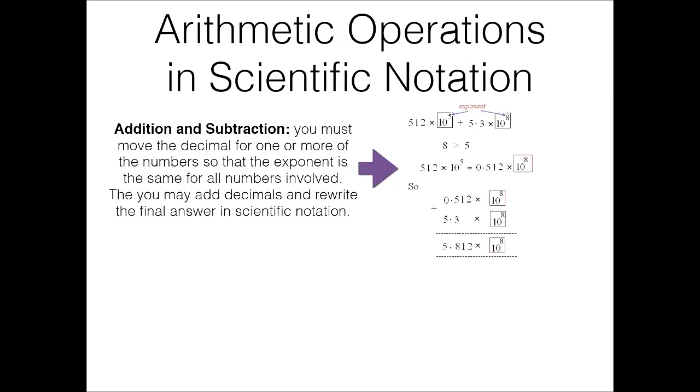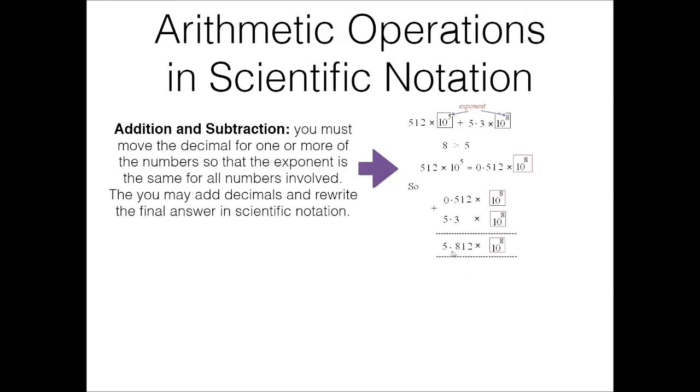Well, I'd have to move the decimal from its normal spot 3 places to the left to make 0.512 times 10 to the 8th. Now that I have my decimal, I'm sorry, this decimal in these numbers is a little high up, but pretend it's the decimal. 0.512 times 10 to the 8th is what I rewrote this first number, 512 times 10 to the 5, as. 0.512 times 10 to the 8th can now be added to 5.3 times 10 to the 8th.